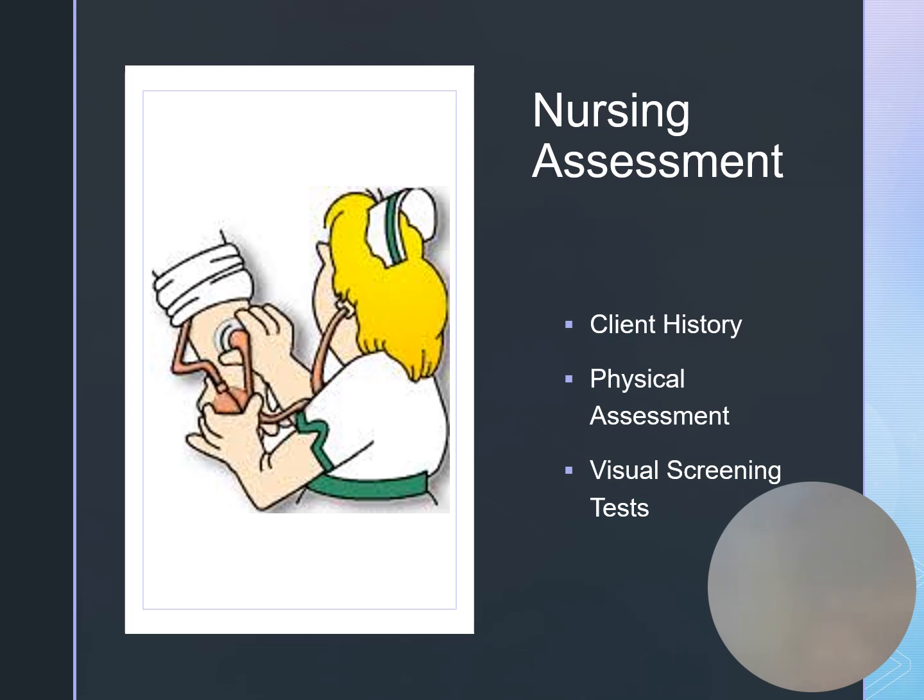We can do visual screening tests, which would include that Snellen eye chart, the one that has the large E on it and all of the different letters. We could do the Jaeger chart, the Rosenbaum Pocket Vision Screener, which will test for near vision. The Ishihara polychromatic plates will help determine color blindness.